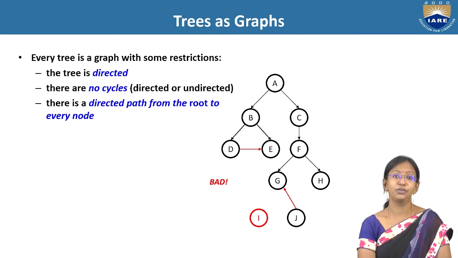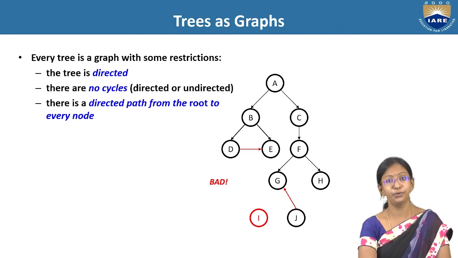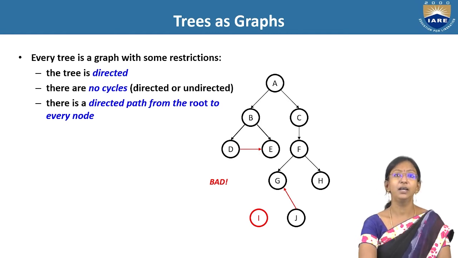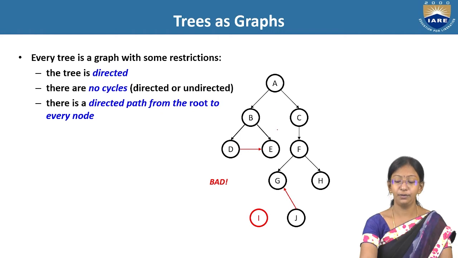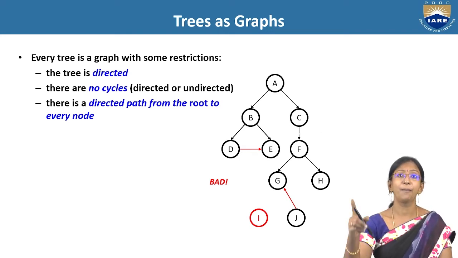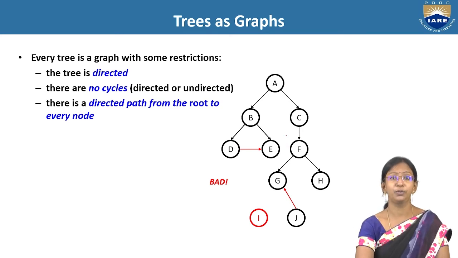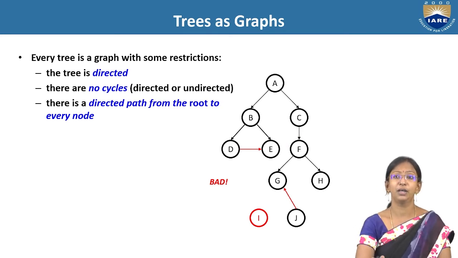Coming to trees as graphs. When is a tree going to behave like a graph? Every tree is a graph. If you remove the edges in a graph, you can feel that it is a tree, right? A tree is directed from top to bottom, from the root to the leaf. So there will not be any cycles, and it is a directed path from the root to every node. Have a look at the picture which I have given.